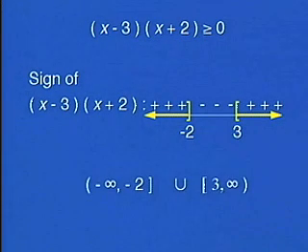Using interval notation, we'd have two intervals here. The left interval begins at negative infinity and extends to negative 2. Remember the parenthesis around negative infinity and the bracket around negative 2. And the second interval begins at 3 and extends to positive infinity. Again, we put a bracket around the 3 and a parenthesis around infinity.